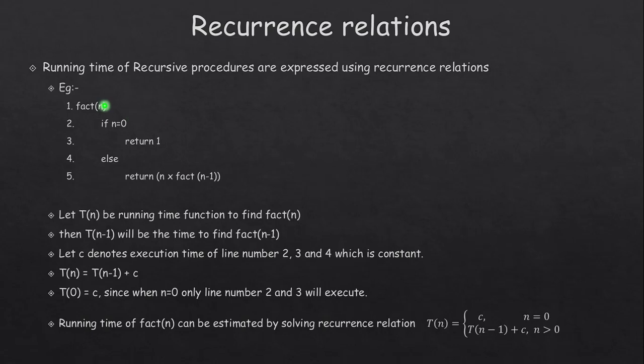So what happens when the value of n is 0? It will execute these two lines, 2 and 3. So at that time the running time is a constant. So the only value we know is that when the input is 0, the running time is a constant. So we have to represent this running time of factorial of n as a recurrence relation. T of n equals c when n equals 0. For other values, when n is greater than 0, it is T of n minus 1 plus c.